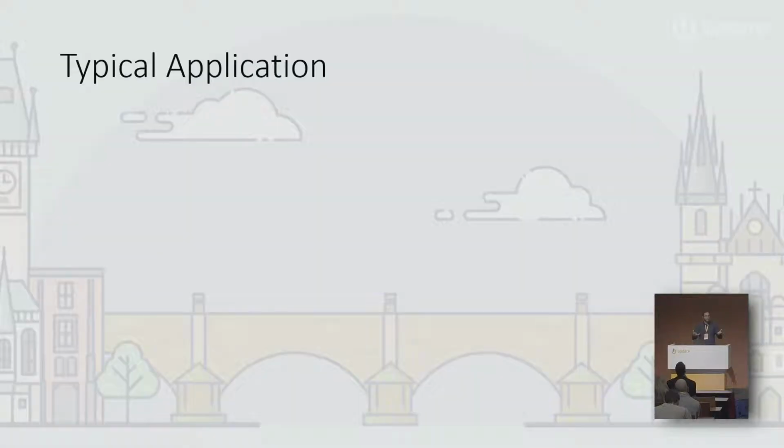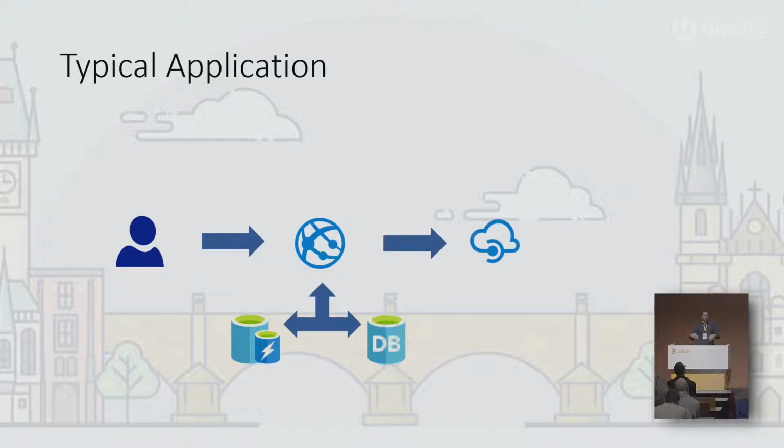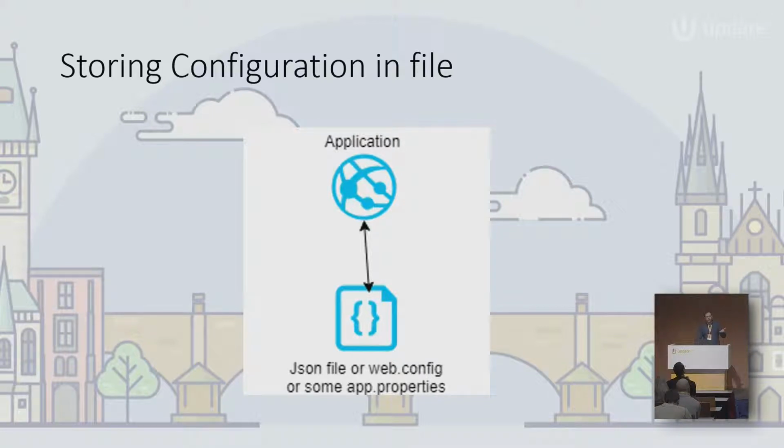So typically, when you build an application, it's kind of like this. You have a user who's going to connect to an app, and the app is going to have some kind of database or a cache store, and you might have some other media storage for photos and all that stuff. That's a typical application. And you build your application, and you put in your web.config how to connect to the database. You put all the information that you need into this config file.